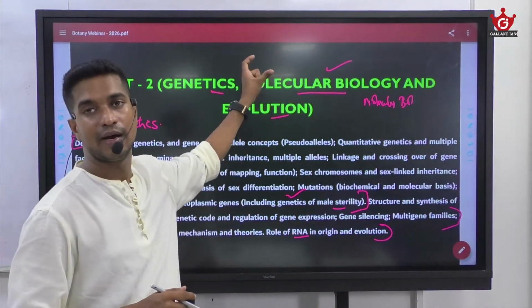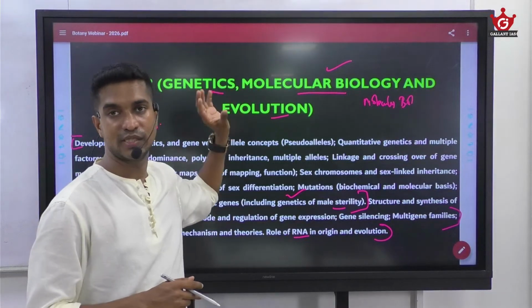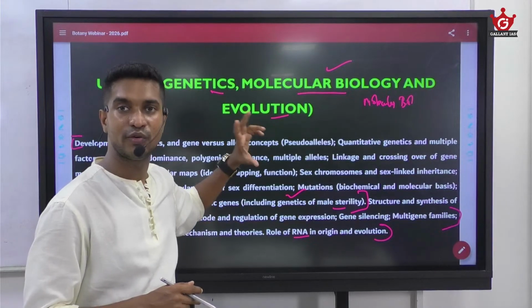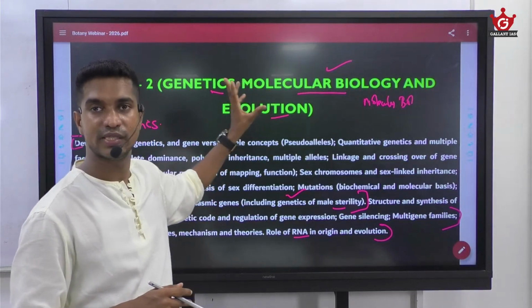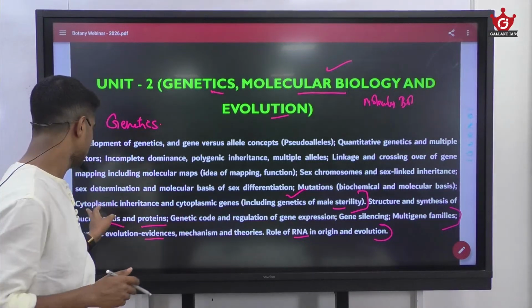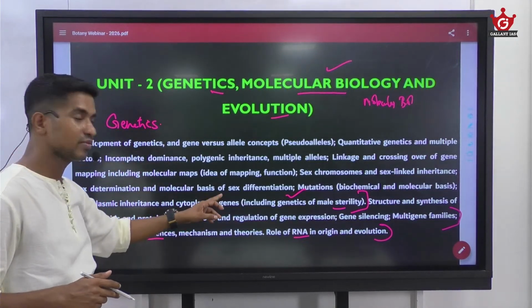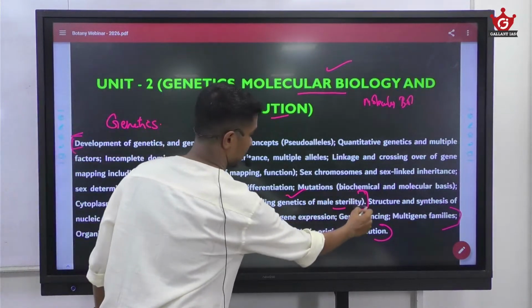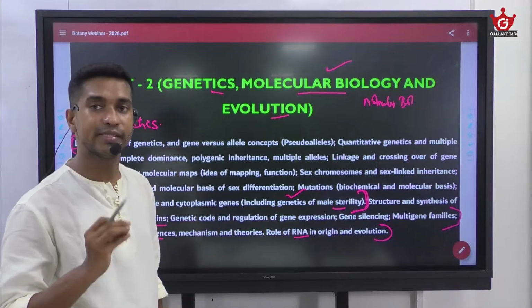So looking at this unit 2, the most important area where you need to focus is the genetics part, starting from the development of genetics up to cytoplasmic inheritance and cytoplasmic genes. This entire set of topics under genetics is very much important. Okay.